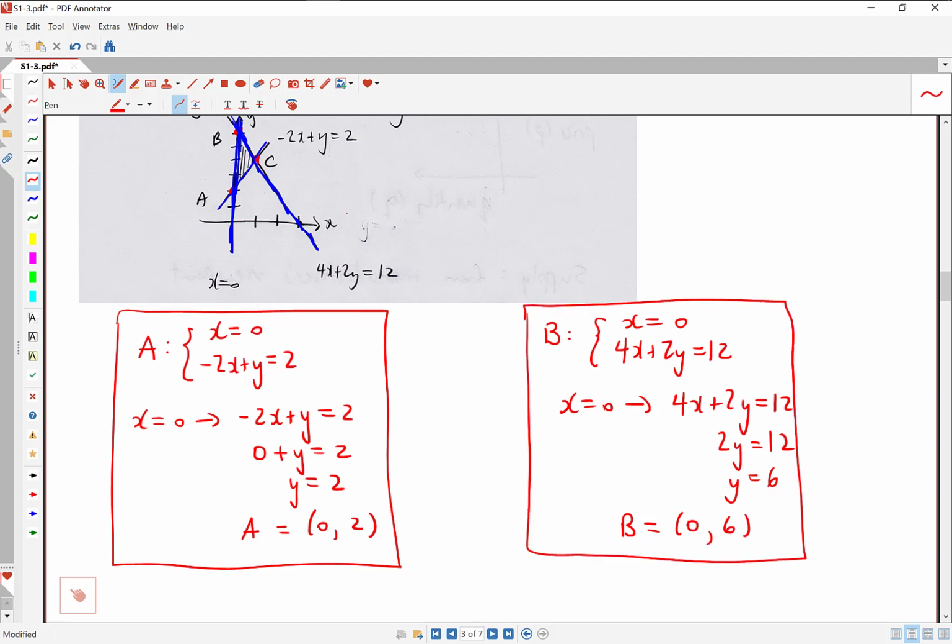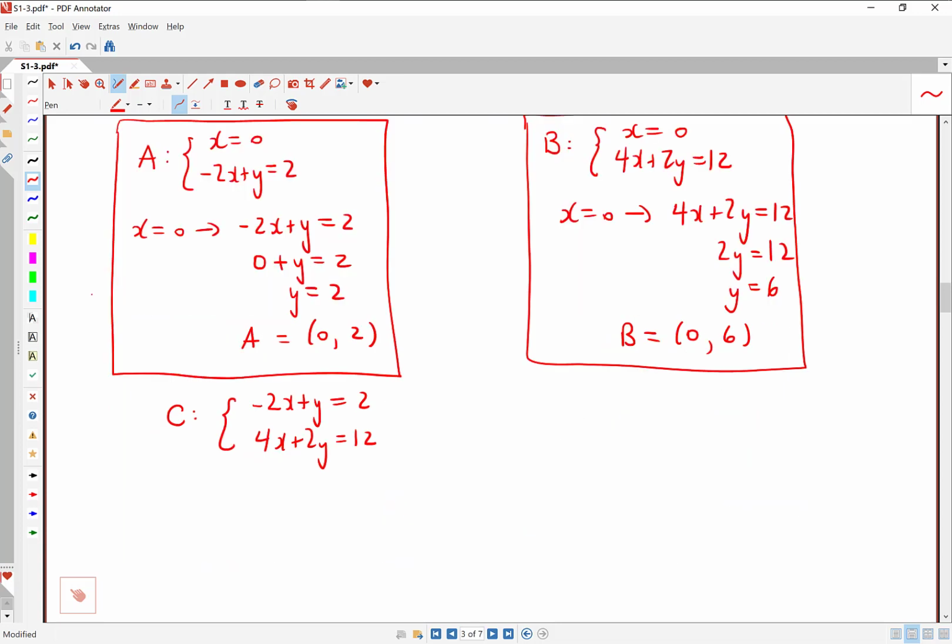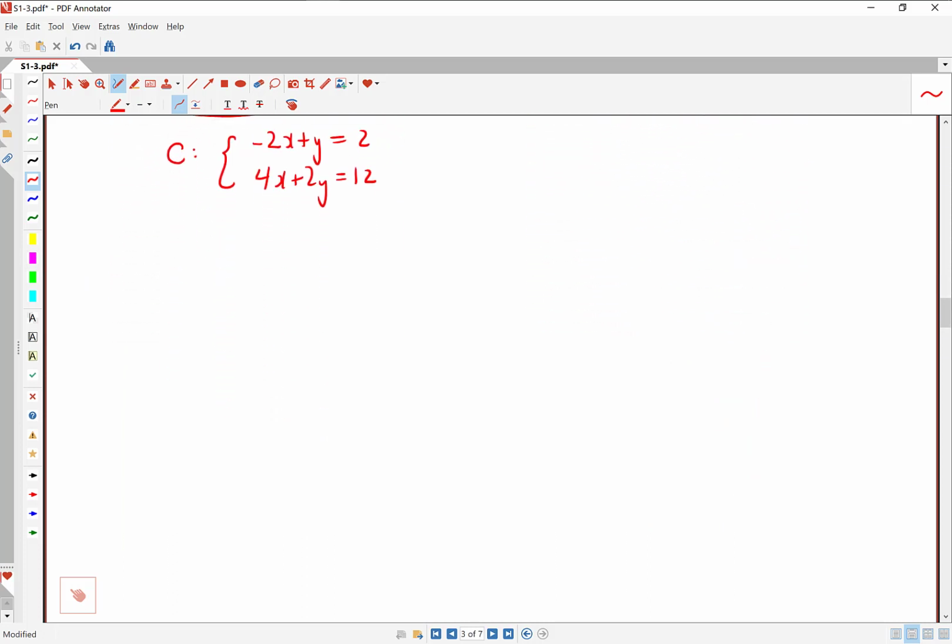Now the one that's going to require a bit more work is vertex C, because if you look at the two lines that it's on, we're going to have to find the solution to the system formed by those two equations. So let's think back to our first example in this video as to how we solved a system like this.